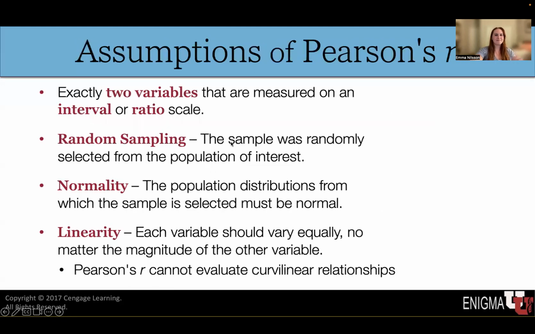Okay, and lastly, here are the assumptions that we make when we use Pearson's R. We're assuming that we're using exactly 2 variables that are both measured on an interval or ratio scale, that we use random sampling, as always, that the population distributions from which the sample was drawn must be normal, and lastly, that there's linearity, which means that each variable varies equally, no matter the magnitude of the other variable. Because remember, Pearson's R can't evaluate curvilinear relationships, only linear.